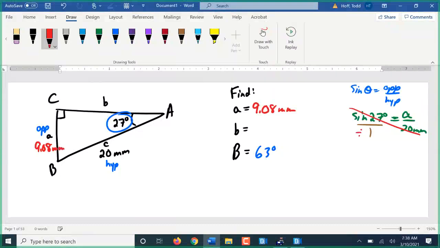Now, at this point, we could do a squared plus b squared equals c squared. We have two sides of a right triangle. But I'm going to save that to double check if I want it. I'm going to use trig to find b, and of course, b is the adjacent side. So I'm still using that given side of the hypotenuse. What trig function is that? Cosine. Cosine theta is adjacent over hypotenuse.